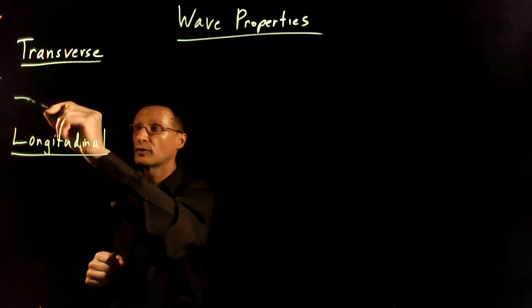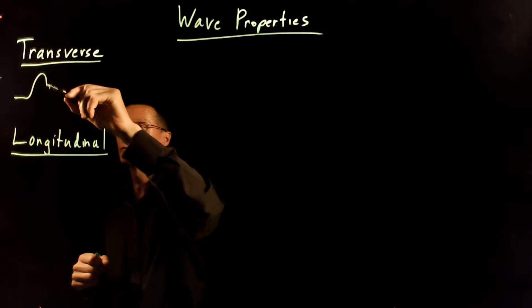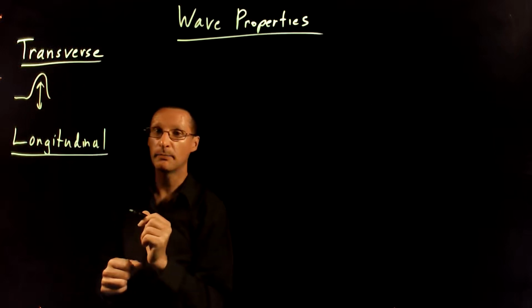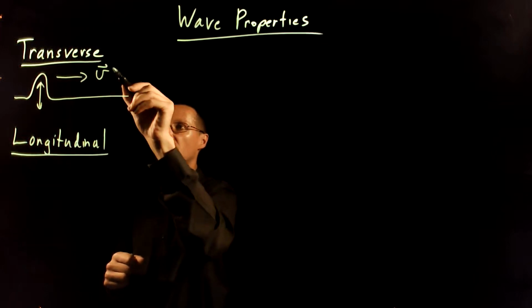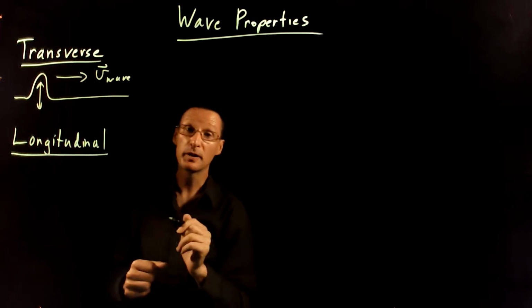So for example, if you have a rope and you give it a flick with your wrist, the oscillation in the rope is going to be up and down like that, but the wave is going to travel in this direction with that velocity. So they're perpendicular to each other.